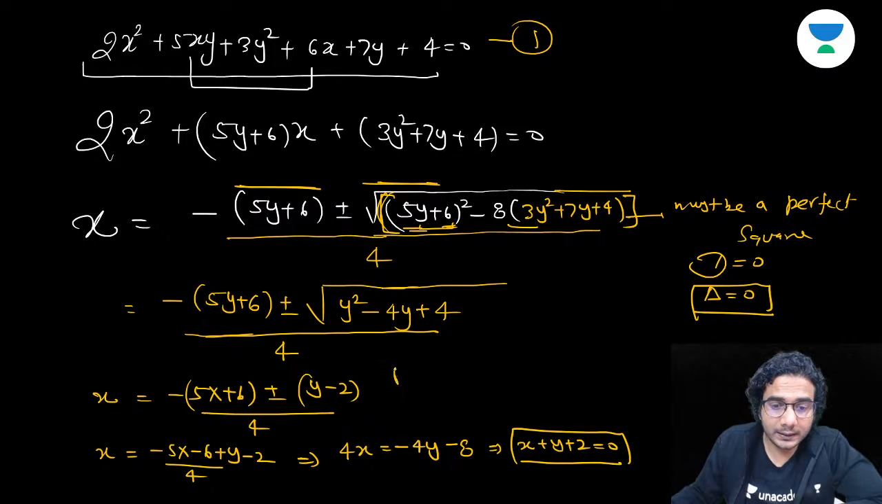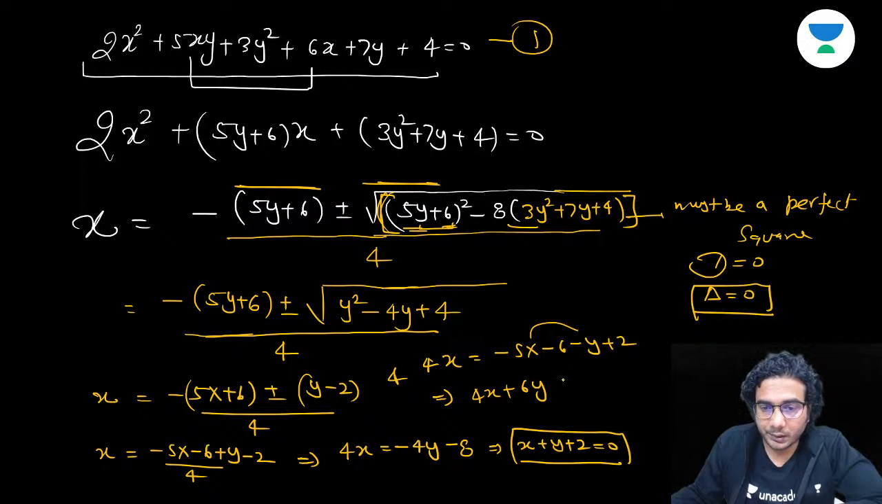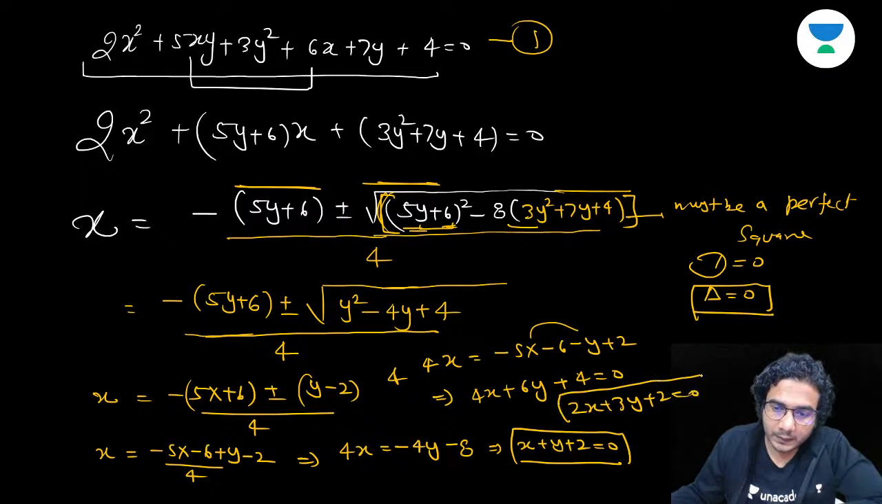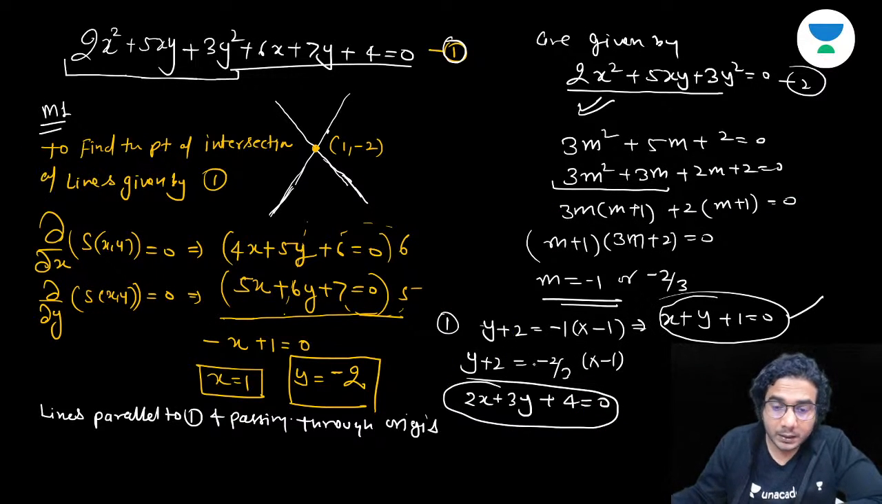And the second line is x is equal to minus 5x minus 6 minus y plus 2 divided by 4, and that will give you 4x plus 6y minus plus 4 is equal to 0. So you'll get 2x plus 3y plus 2 is equal to 0. I hope we are getting this line. Let's check. 2x plus 3y plus 2. Yeah, 2x plus 3y plus 4 we were getting.